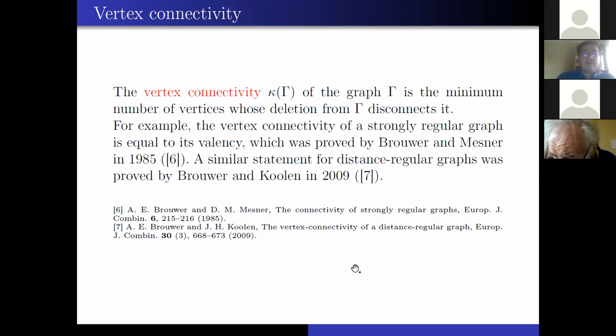Well, let me define the vertex connectivity. So the vertex connectivity of a graph gamma is the minimum number of vertices whose deletion from gamma disconnects it. For example, the vertex connectivity of a strongly regular graph is equal to its valency, which was proved by Brouwer and Mesner in 1985. A similar statement for distance-regular graphs was proved by Brouwer and Koolen in 2009.